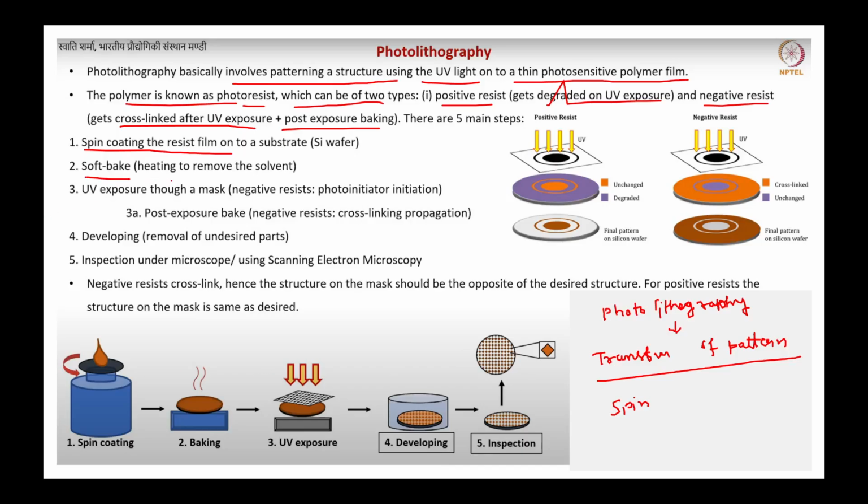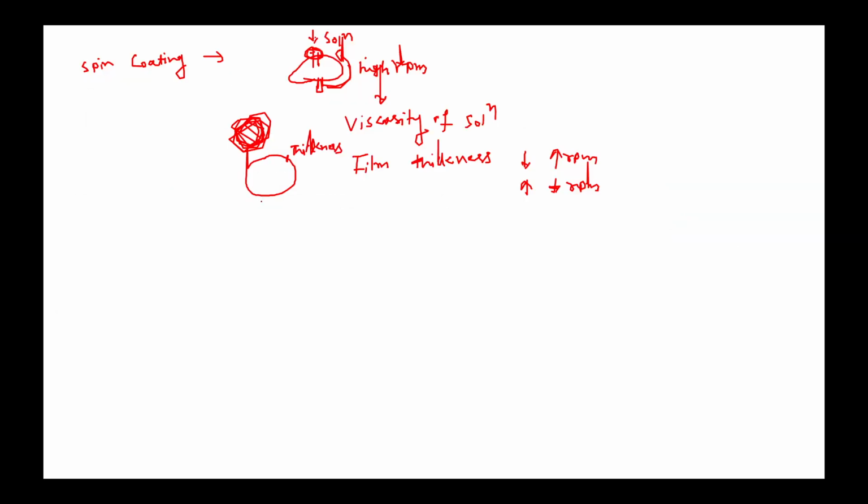Soft bake. Okay, now the second thing is your soft baking. In the soft bake, you can place your sample on any hot plate kind of thing. Suppose this is your hot plate. Here you will place your sample which you have just spin coated. So what is the reason? Why do we need to do this soft baking?